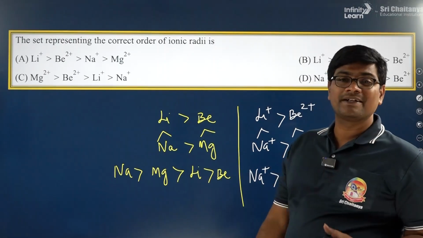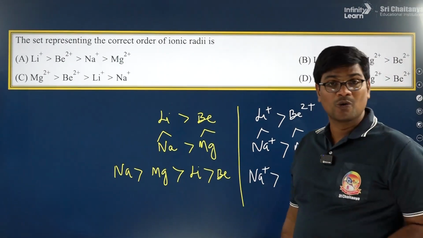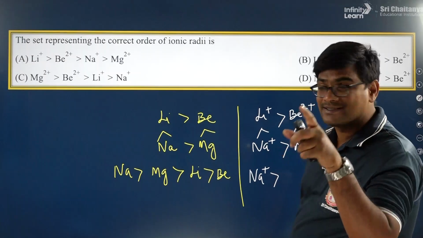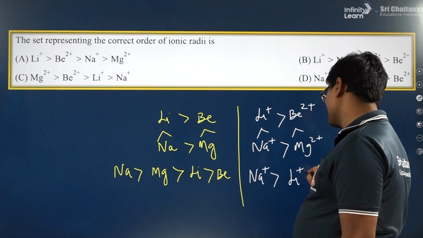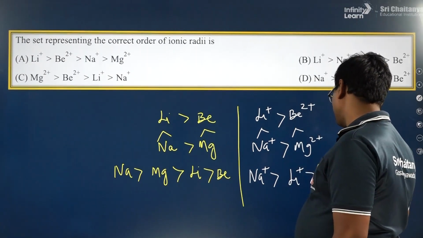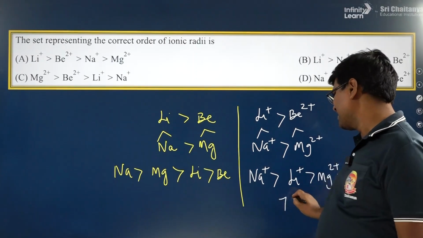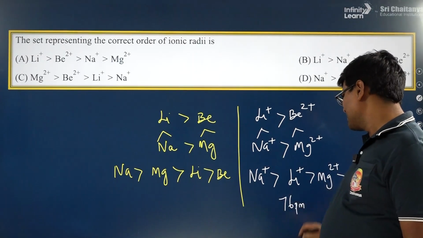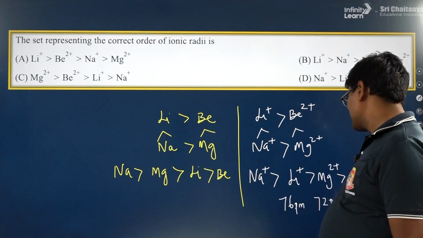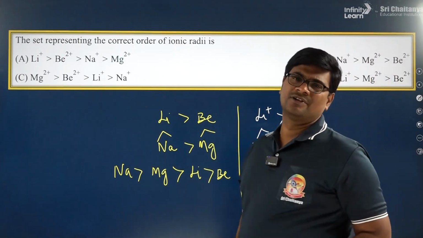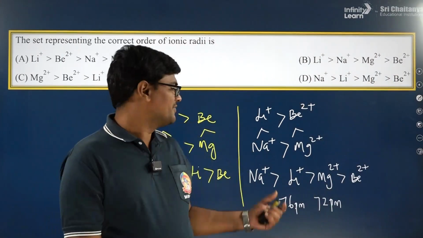After that, what do we expect? Magnesium 2 plus? No. This lithium plus is bigger than magnesium 2 plus. Due to high charge, the size reduces significantly. If you see the data, I think this is 76 picometers and this is 72 picometers. They are very close. There is a small difference between both of them.